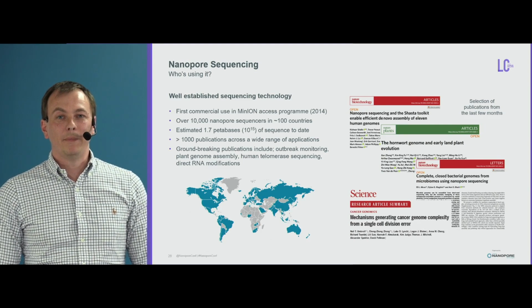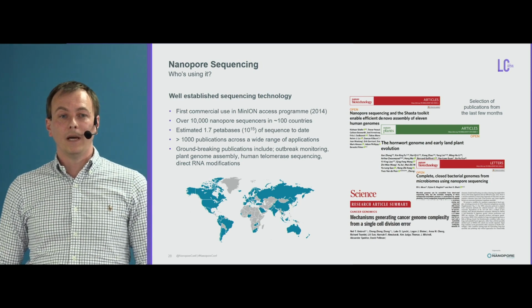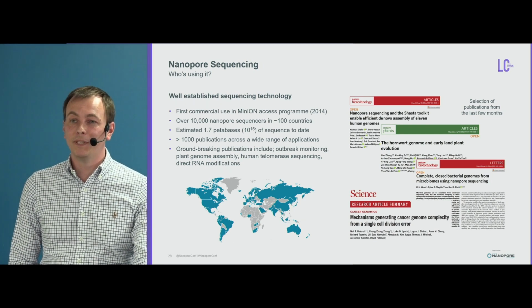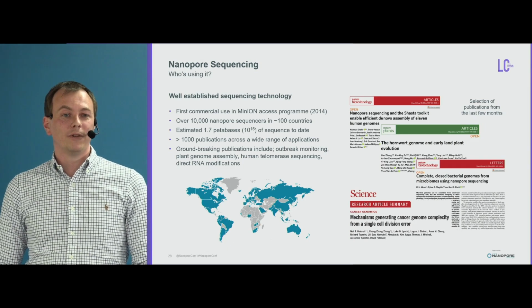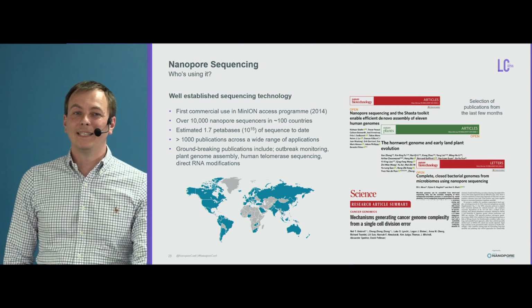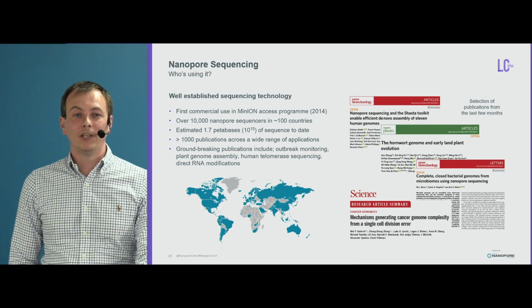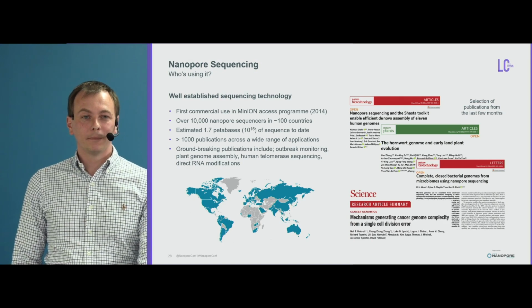The MinION Access Program started in 2014. Since then we've distributed over 10,000 nanopore sequencers in around 100 countries. And we estimate that there's 1.7 petabases, that's 10 to the 15 bases, of sequence information that has been generated on those platforms to date.